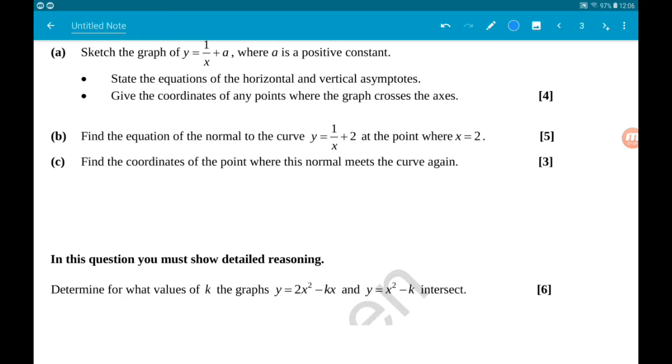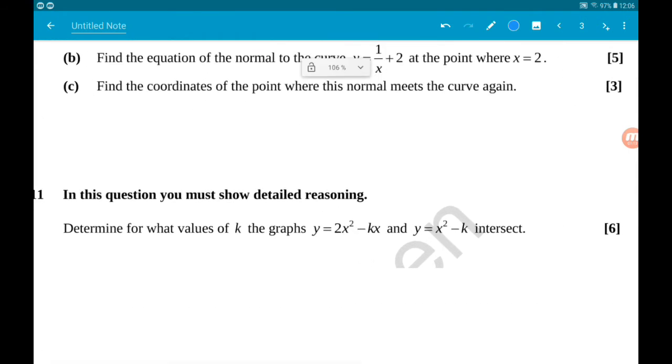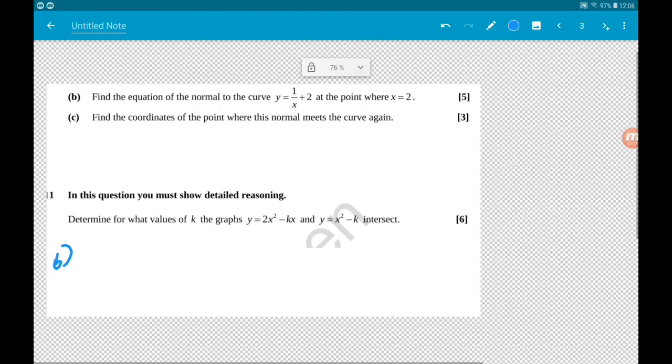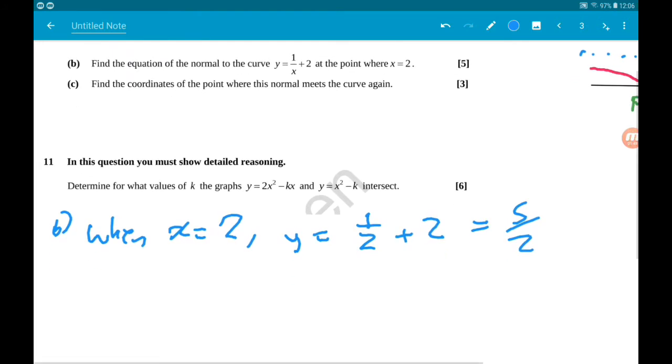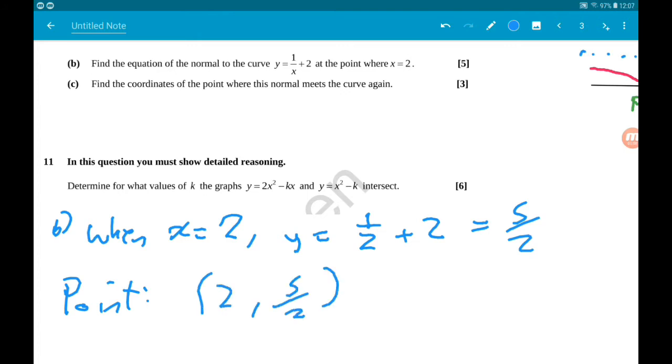So that's the very first thing I'm going to do, is find the value of y when x is equal to 2. So, when x is equal to 2, y is equal to 1/2 add 2, which is 5/2. So this point is (2, 5/2). Okay, so we now know both coordinates of this point.